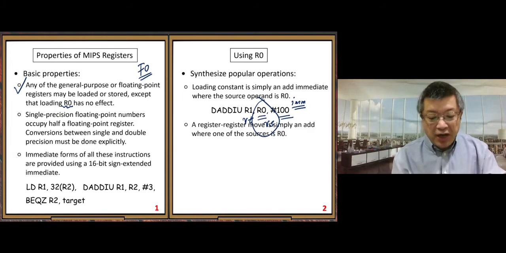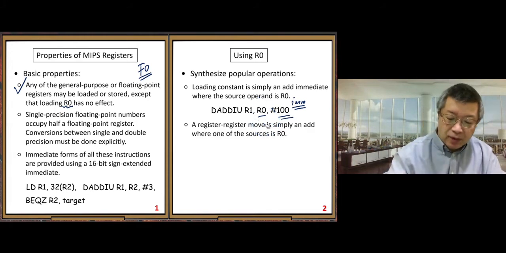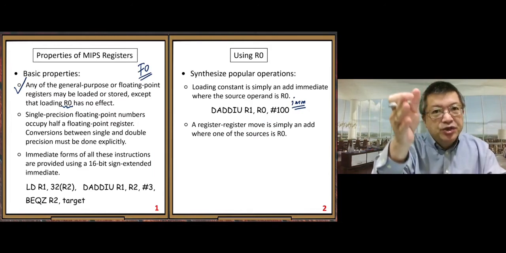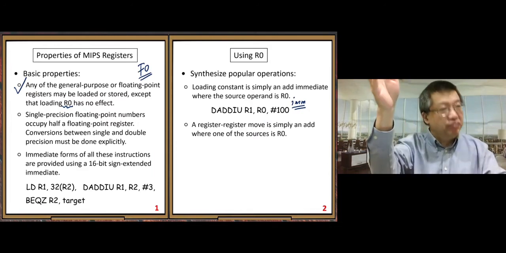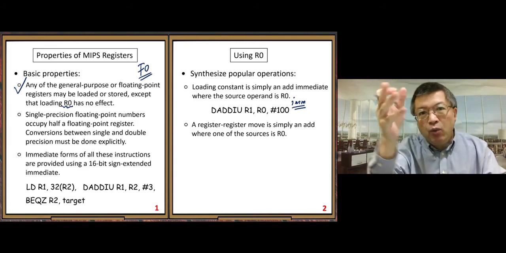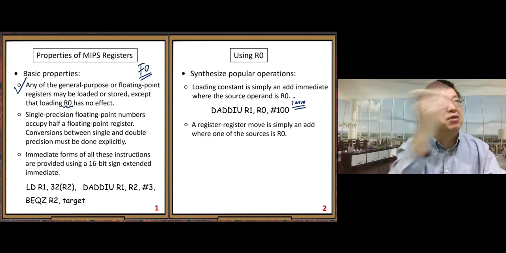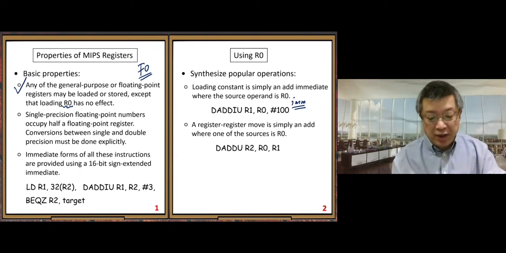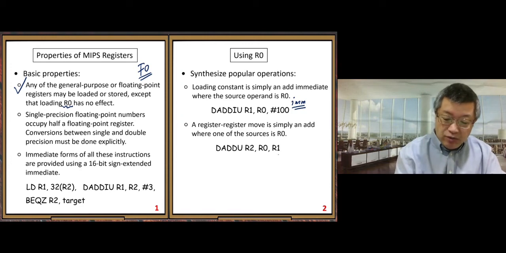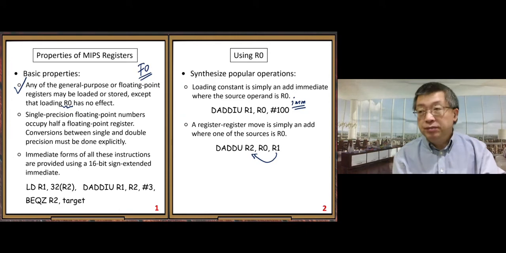The second special case, we call this a register move. This operation is simply an add where one of the sources is R0. Another simple example, move operation. We just want to move the value from R1 into R2.